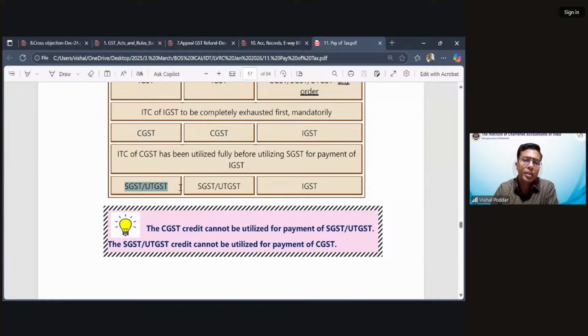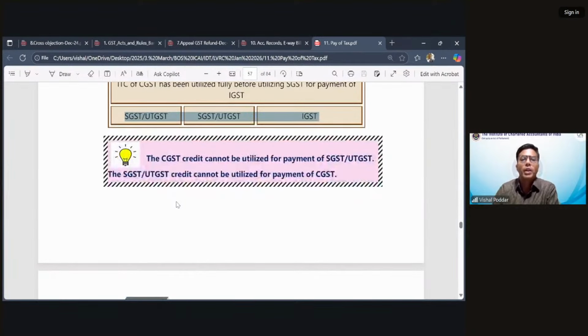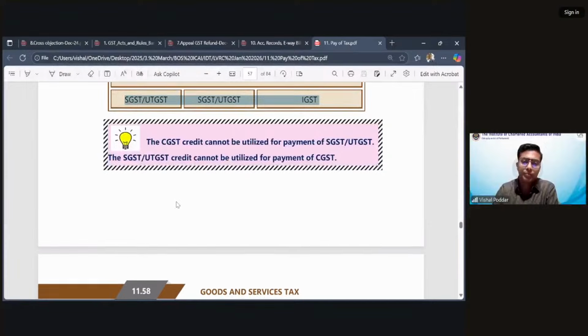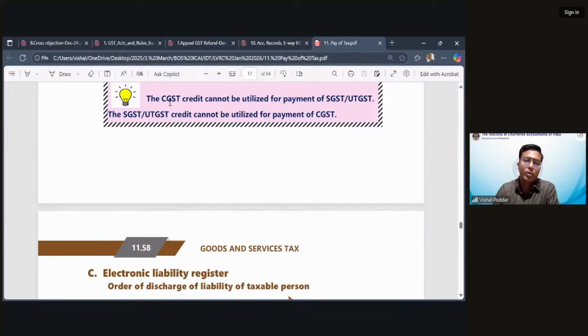Now SGST credit again has to be first used for SGST liability, and after the SGST liability is fully paid, if there is any IGST liability balance, that can be paid through it. Most important, CGST credit cannot be utilized for SGST liability, and SGST credit cannot be utilized for CGST liability.